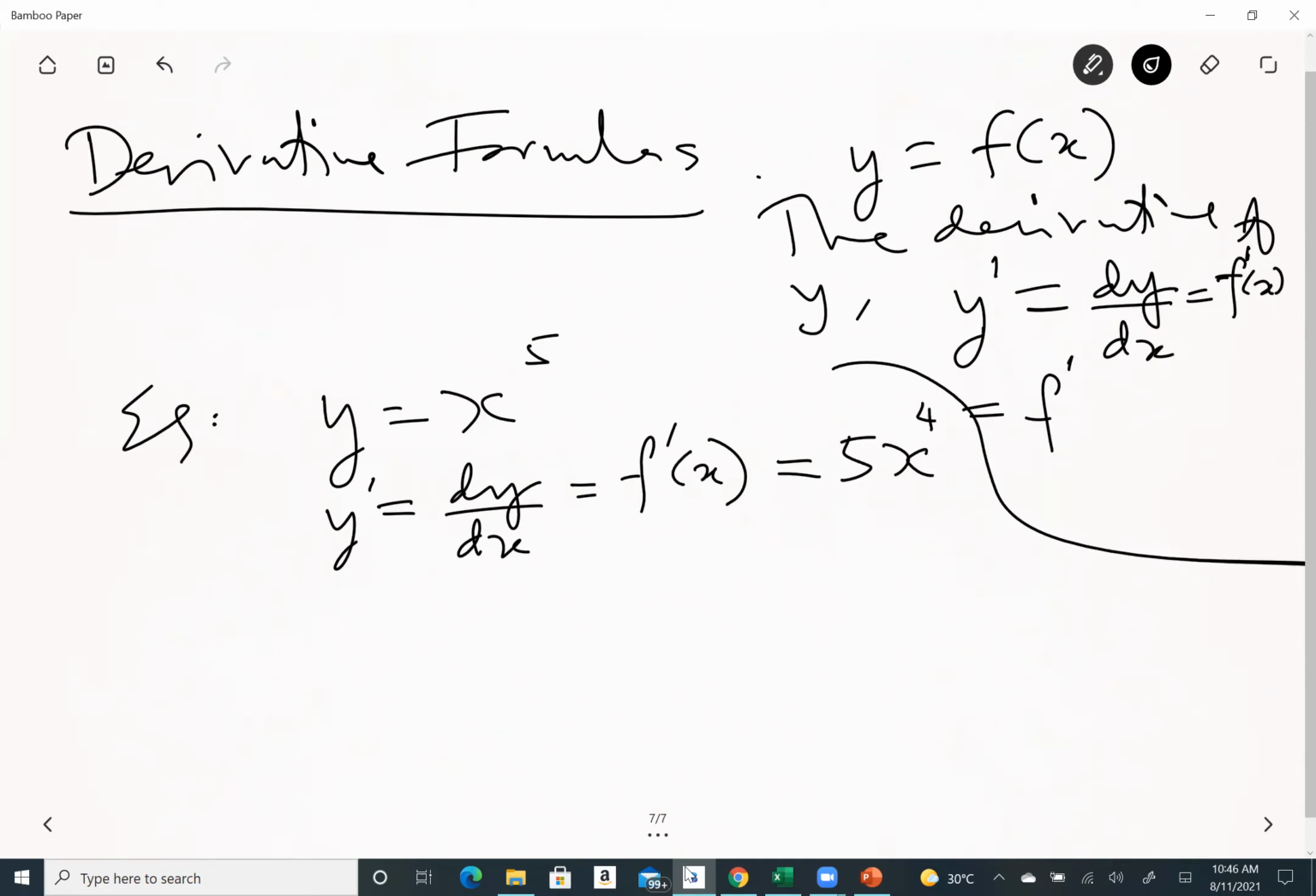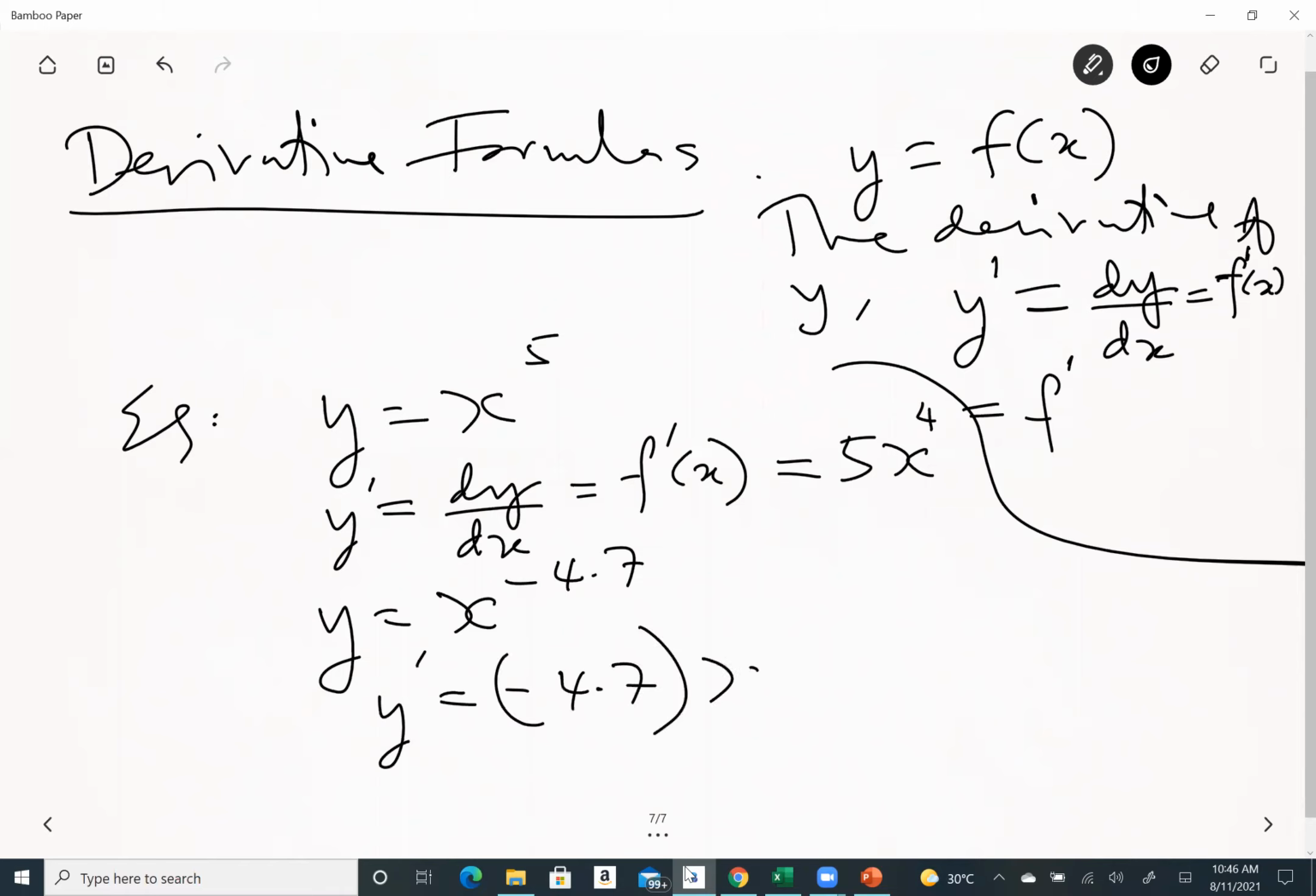Okay? Now example number 2. If I have x to the power of negative 4.7, because n is a real number. Now what is y prime? Y prime is negative 4.7, multiplied by x. Reduce the power by 1. Now, negative 4.7 minus 1. What do we get?